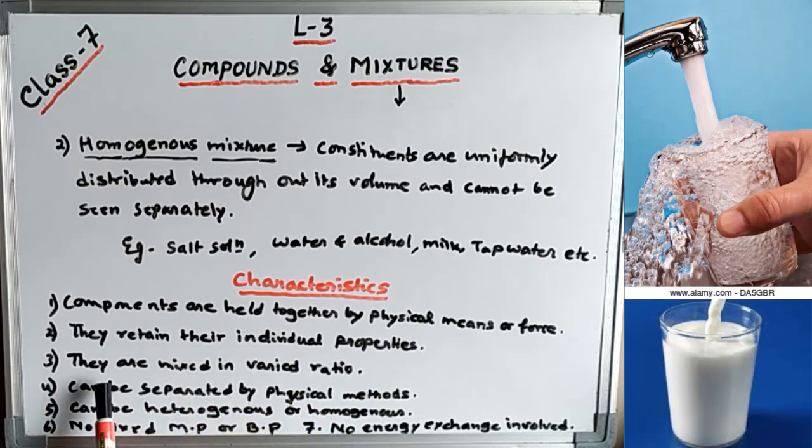Third, they are mixed in varied ratio. Their ratio is not the same everywhere, because in a compound you will see they are combined in a fixed ratio. Here it is a varied ratio. Varied means any ratio. Suppose in a glass of water, if you add 1 spoon of sugar, it is a sugar solution. If you add 3 spoons of sugar, then also it is a sugar solution. But the difference is in its taste as well as in its content, how much amount you have. The 2 glasses of sugar solution are different from each other in their components.